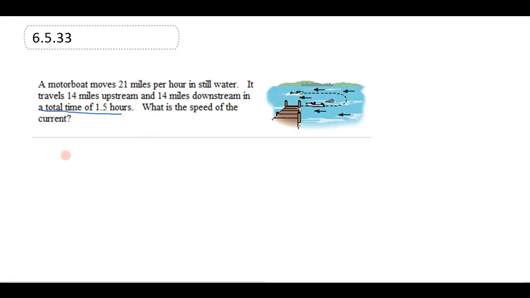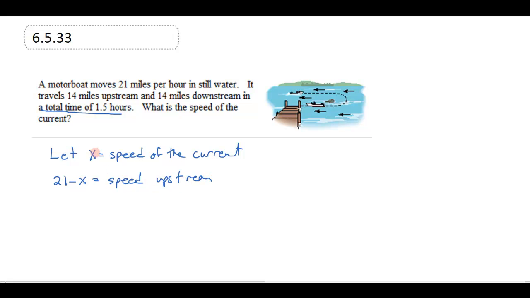Now, since it asks for the speed of the current, let's right away write down that that's what my variable is. Let x equal the speed of the current. Now I know there's two motions here. There's a motion going upstream, and if he goes upstream, then he's going to be going against the current. And so instead of going 21 miles an hour that the boat goes in still water, he's going to be going a little slower. 21 minus x. 21, the speed of the boat, minus the speed of the current. That'll be the speed upstream.